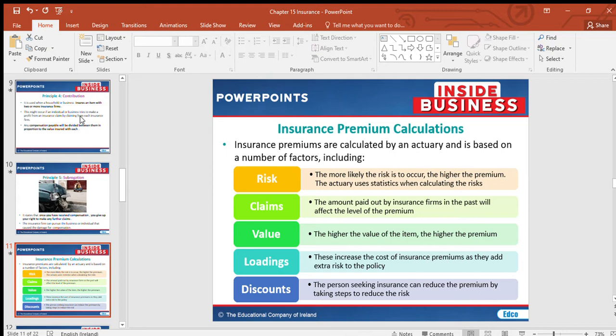We see 5 of them there. So risk, the more likely the risk is to occur, the higher the risk, the higher the premium. So if you drive a car, I mentioned this briefly the last day, and you're literally only driving around the town for maybe an accumulated time of 2 hours a week, the insurance company is not going to think that you're a risky customer, because you live close to your work and you drive to shops or whatever.